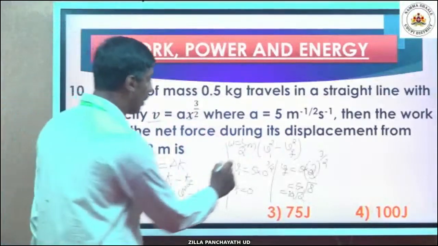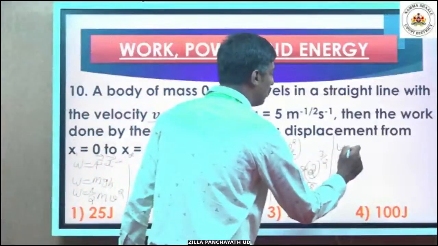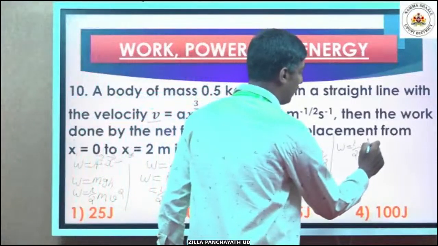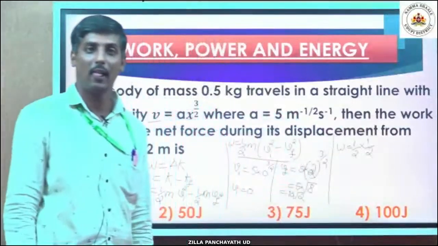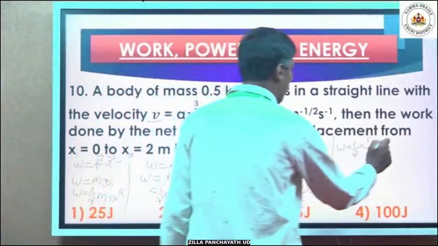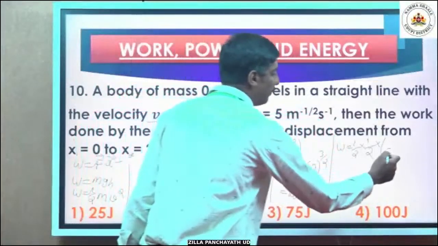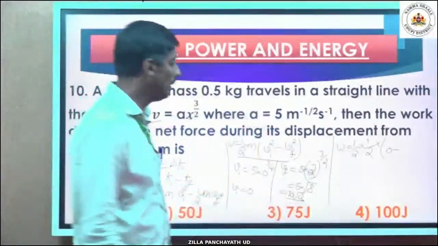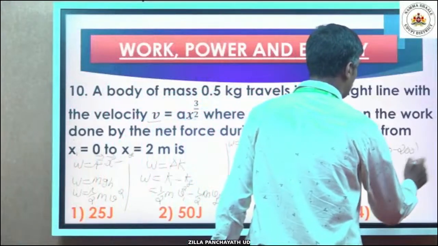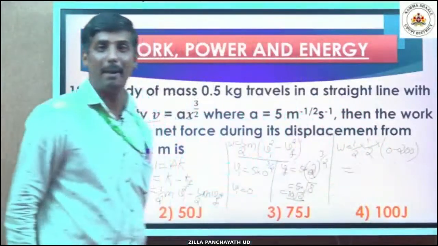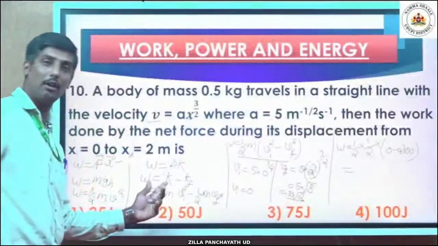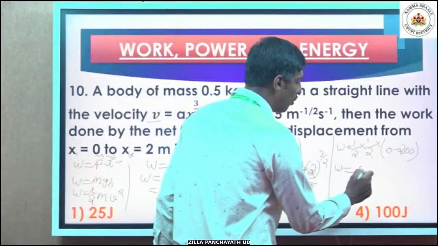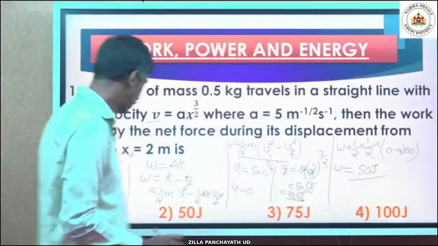Correct, 10 root 2. Now come to this section, students. W is equal to half times m, where m is 0.5 kg. We can also write 0.5 as 1/2, which is easier. You have to use such tactics. Into vi² is 0, minus vf², so square 10 root 2: 10 squared is 100, 100 into 2 is 200. So 200 divided by 4 is nothing but 50 joules. So the answer is this.